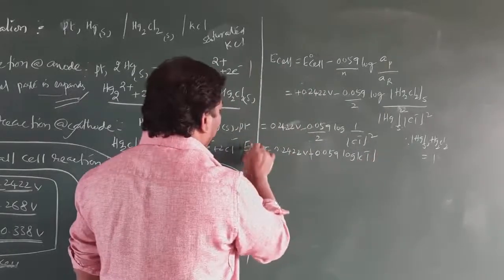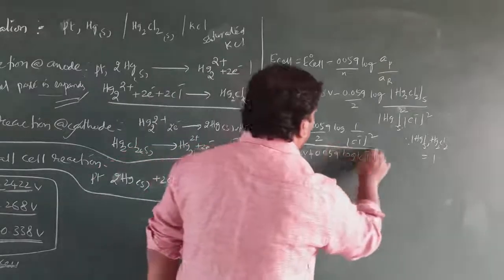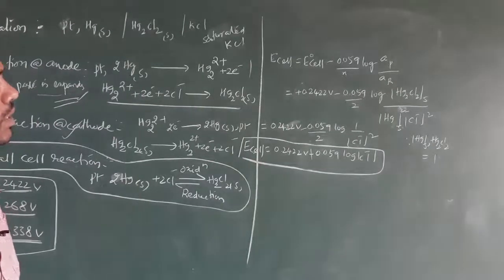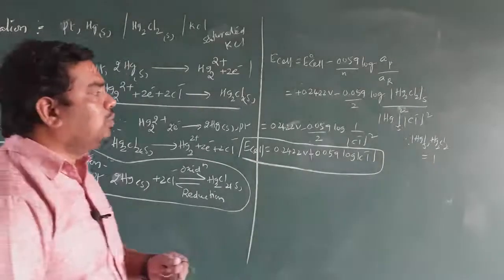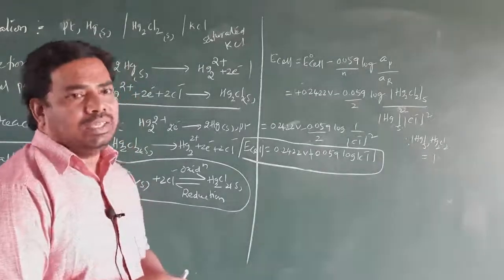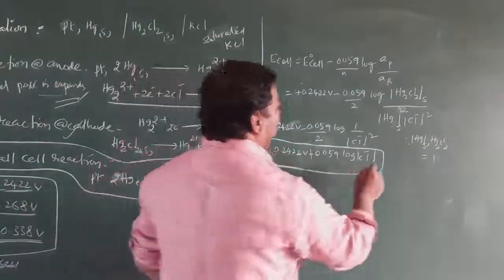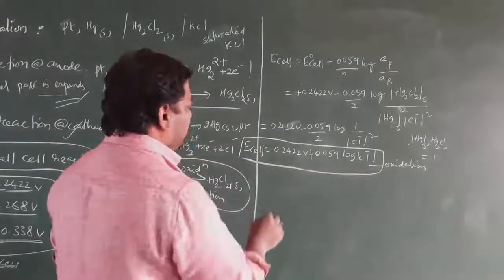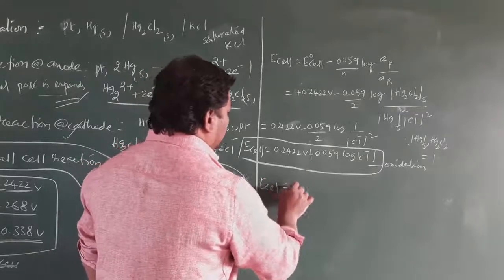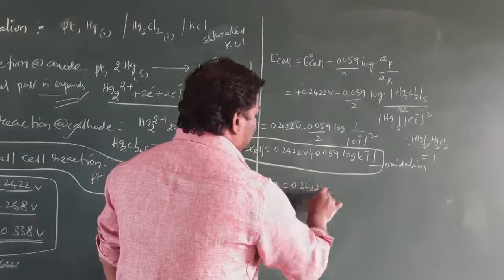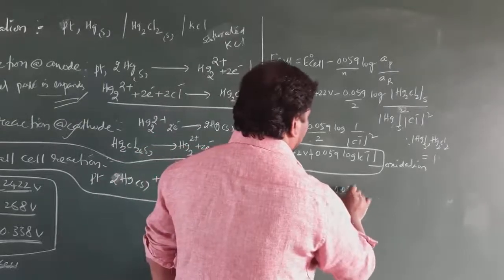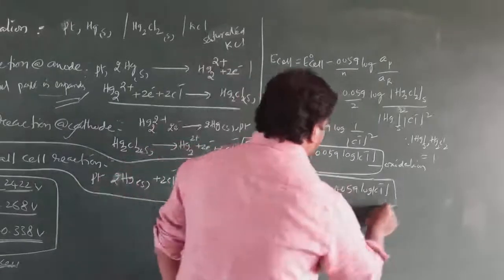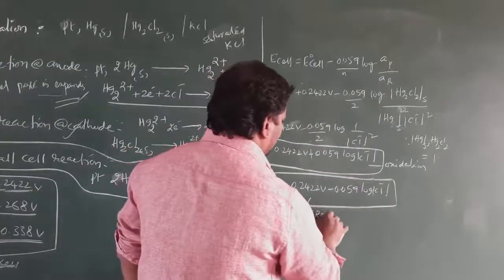So therefore, student, E cell is equal to 0.2422 volts plus 0.059 into log of Cl minus concentration. So this is during oxidation. I will write directly: E cell is equal to 0.2422 volts minus 0.059 into log of Cl minus. So this is the reduction process. This is the reduction reaction.